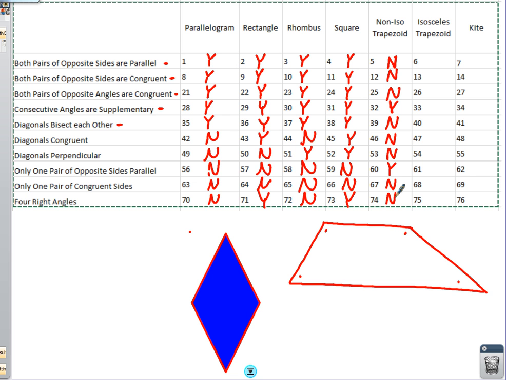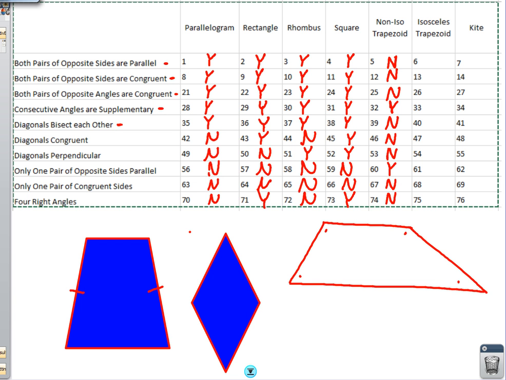Now, isosceles trapezoid. Here we see an isosceles trapezoid. Both pairs of opposite sides parallel, no. Both pairs of opposite sides congruent, no. Both pairs of opposite angles congruent, no. Consecutive angles supplementary, yes again, because when I say consecutive, these will be supplementary.